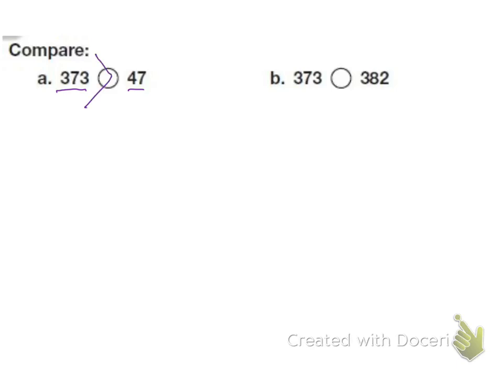Now I have 373 and 382. When I compare whole numbers with the same number of digits, we consider the place value place by place. We start off with the hundreds place, and both hundreds places start with 3, so that doesn't help me. Then we look at the tens place. I have a 7 and an 8. I know that 8 is greater than 7, so 382 has to be greater than 373.